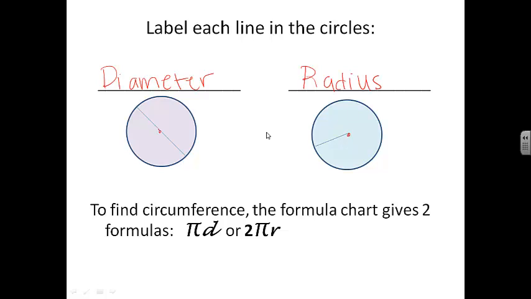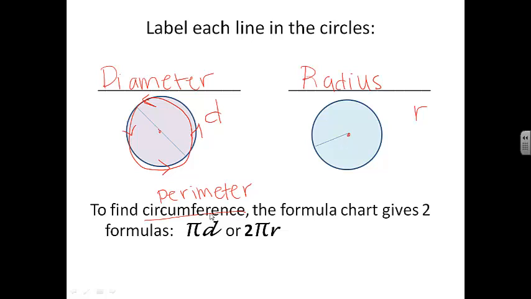Now, our variables, when we look at this on our formula chart, diameter, of course, stands for d, and radius stands for lowercase r. So on your formula chart, I want you to find circumference, which also means perimeter. It means the distance around a circle. So we're talking about the distance around a circle. This is what circumference means, okay?